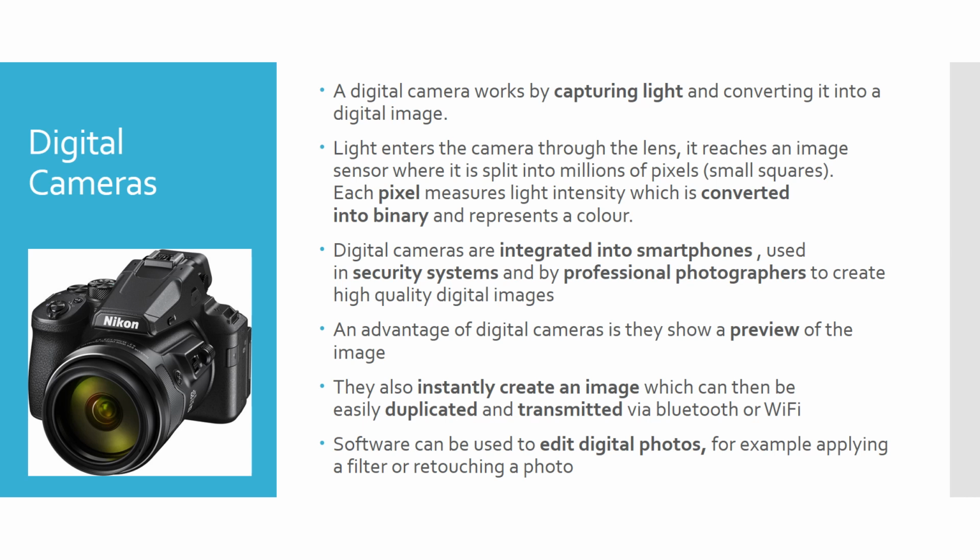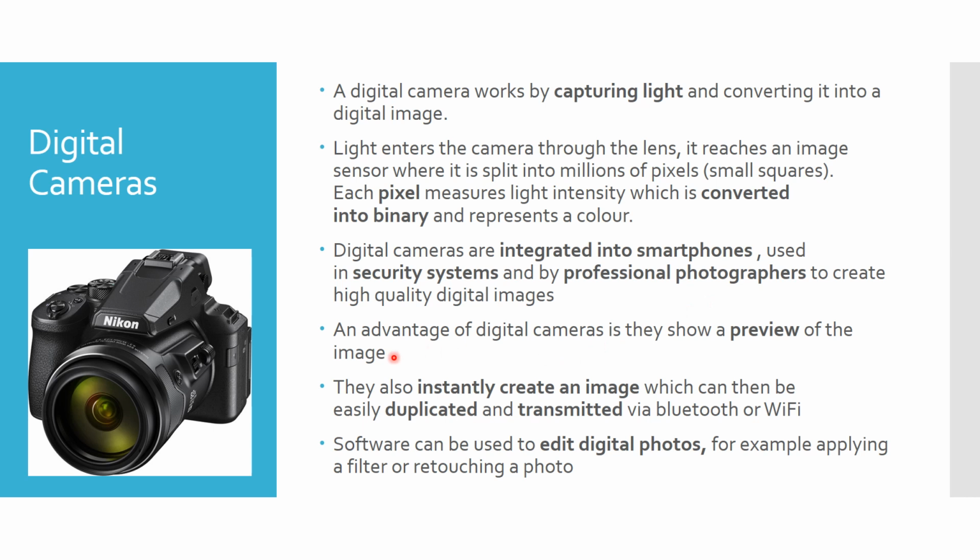Next is the digital camera. A digital camera works by capturing light. It enters the camera through the lens. Then it reaches an image sensor where it is split into millions of pixels, small squares. Each pixel measures light intensity, which is converted into binary and represents a color. Digital cameras are usually integrated in our mobile phones nowadays, and can be used for different purposes, for security and for professional photographers as well.